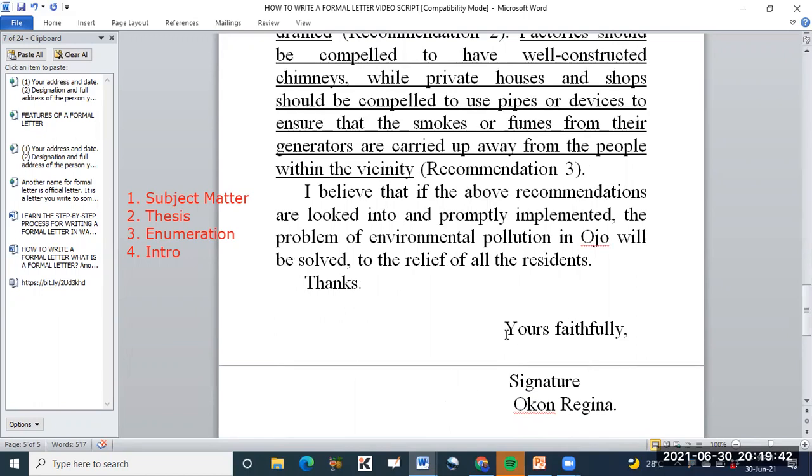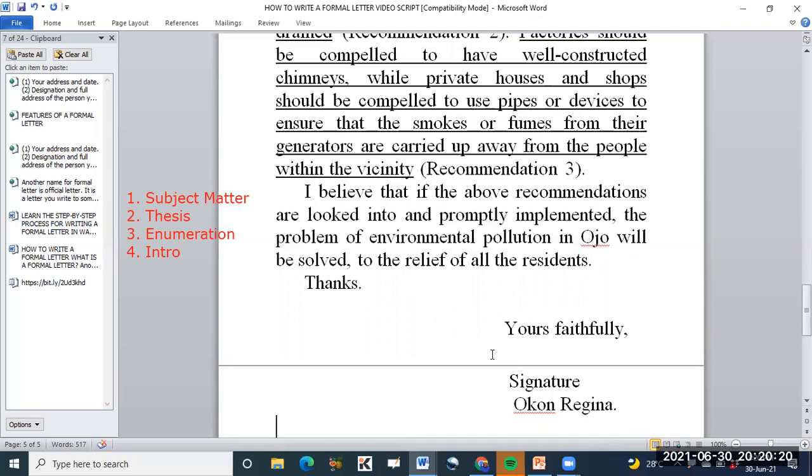Now, this actually is the subscription or the complimentary closing, and so here you write Yours faithfully. Note that Yours begins with a capital letter Y, while faithfully just begins with a small letter f. Some people begin this with capital letter F, and they will lose half a mark when the examiner spots the error. So ensure that you write it exactly like this. Now, a comma should come after faithfully. And then the next thing is the signature.